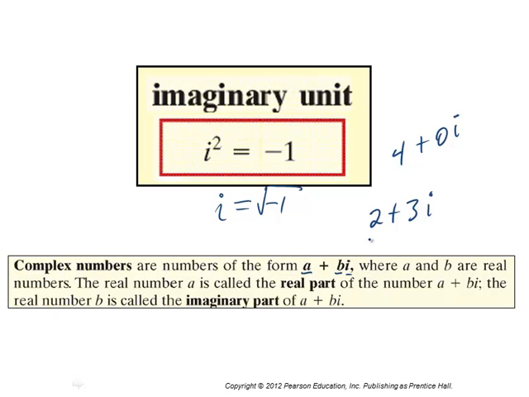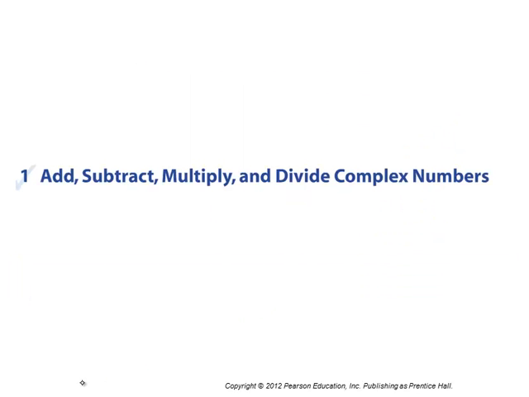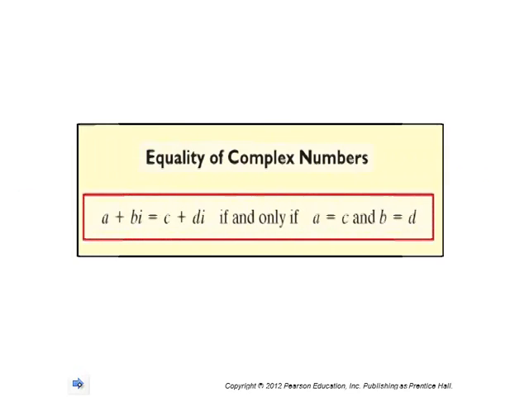Now, when you are looking at a complex number, a plus bi, the real number by itself is called the real part. And the other real number that multiplies i is called the imaginary part. So if you have a plus bi, a is the real part, b is the imaginary part. Now we're going to talk about combining complex numbers by adding, subtracting, multiplying, and dividing.